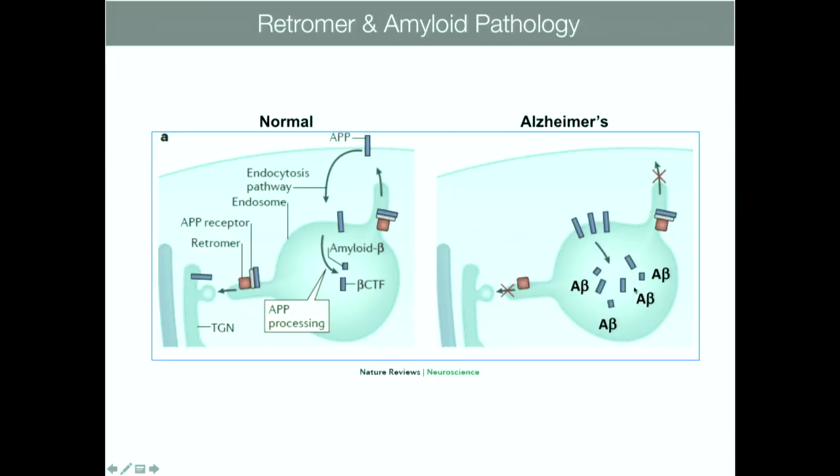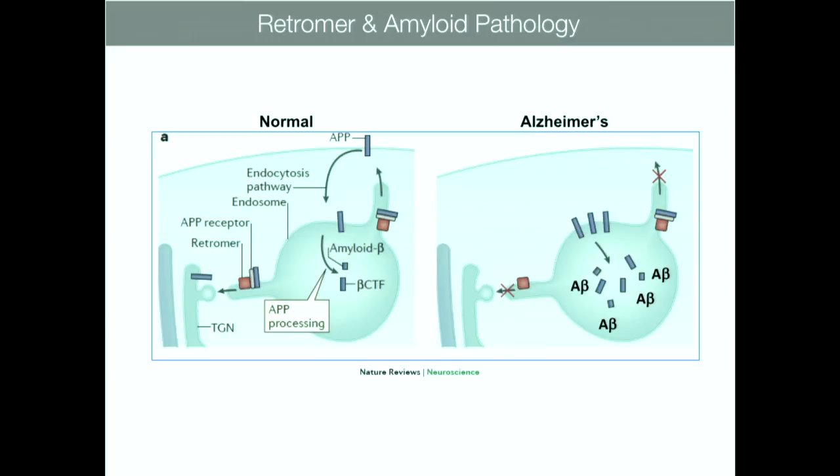So in the setting of retromer dysfunction, as indicated by the X's here, you prevent or slow down the exiting of APP out of the endosome. So remember that cartoon I showed you, just think of this very dynamic process. Things are always flowing in and flowing out. All it takes is to slow the flowing out just a little bit. APP gets stuck in the endosome. You have more A-beta production. You have amyloid plaques.